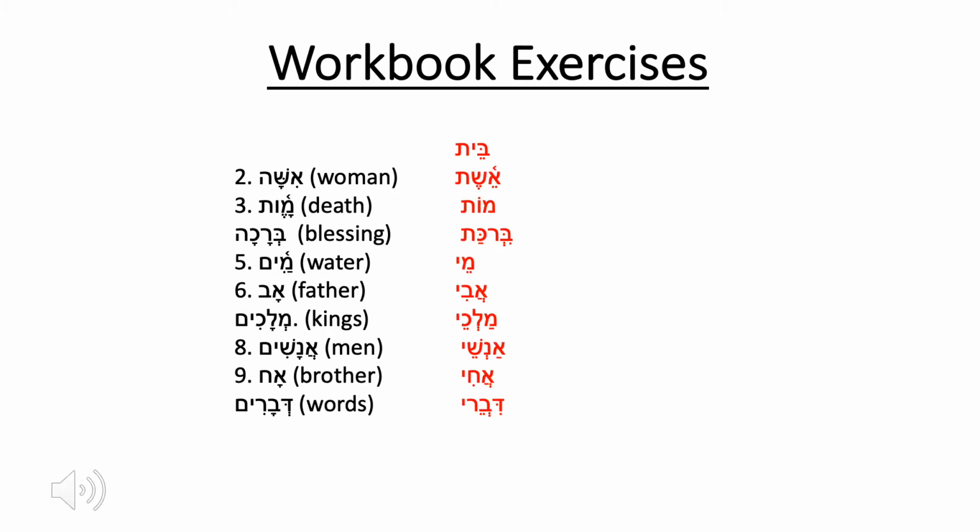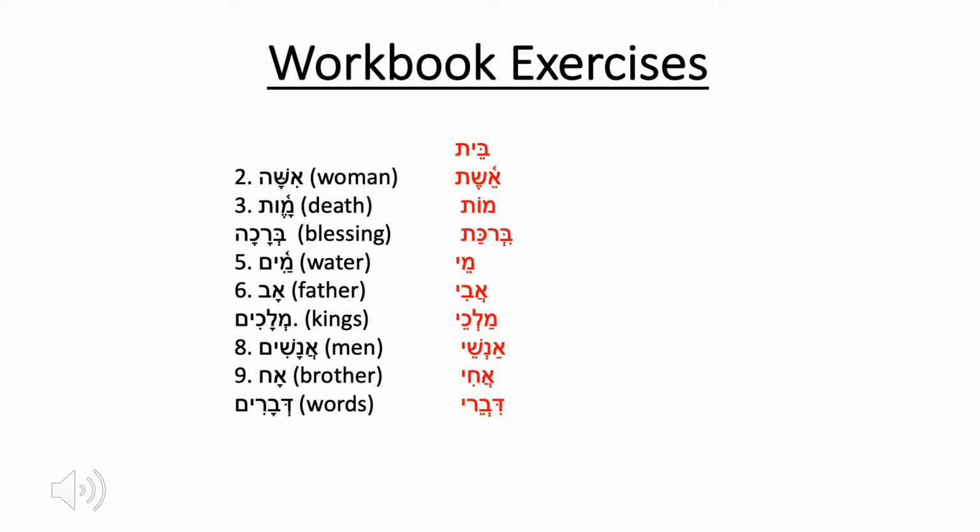Hopefully by now you've had an opportunity to go and do the exercises in this section. If you've not, stop the video and then come back and look at it. Number 1, we have bait. This is fairly irregular, but it is regular in its being irregular, in that bayit always becomes bait, and there are several other nouns that act in a similar way, as we'll see in just a moment.